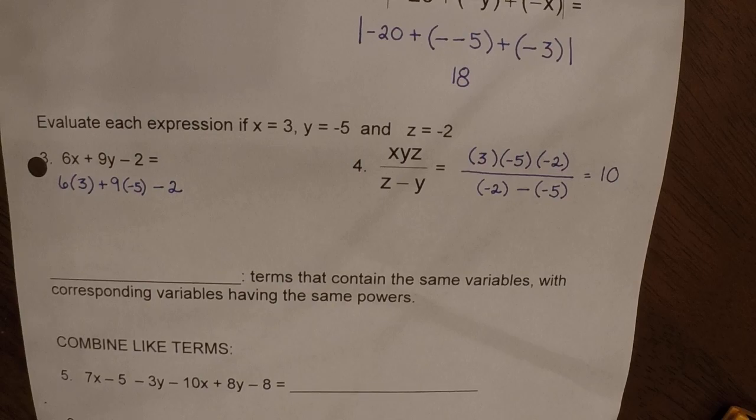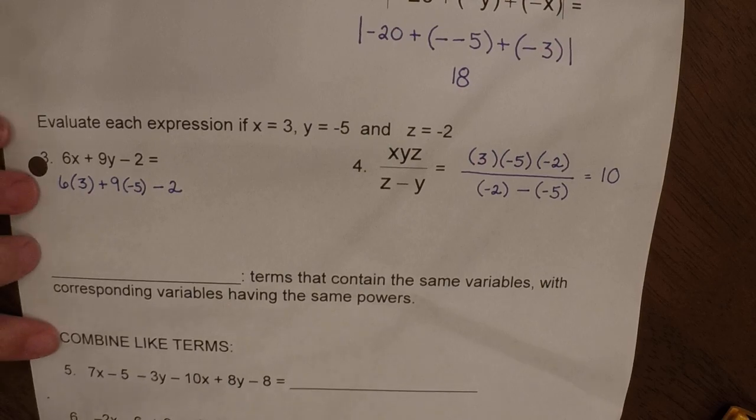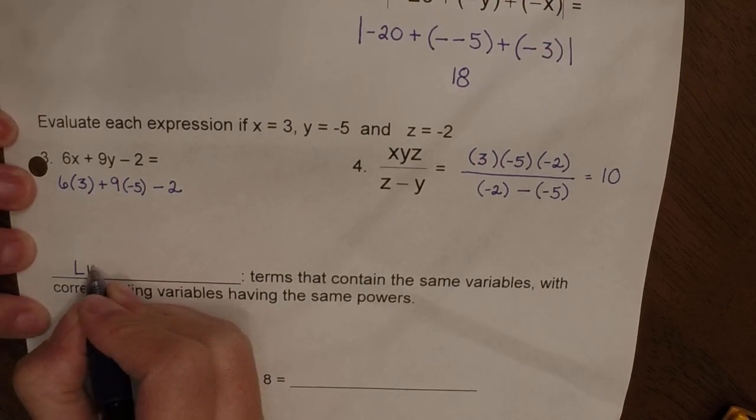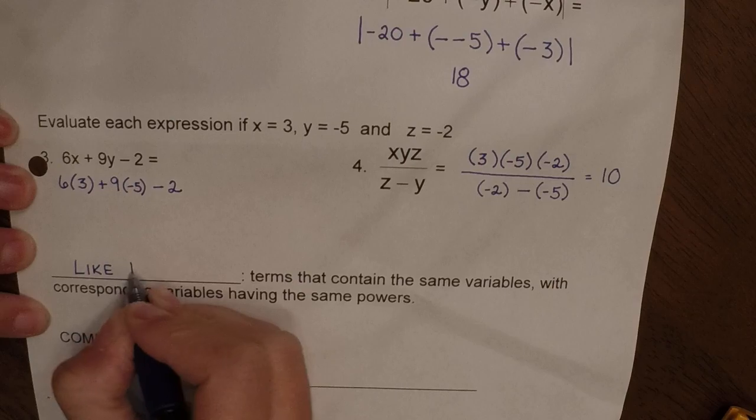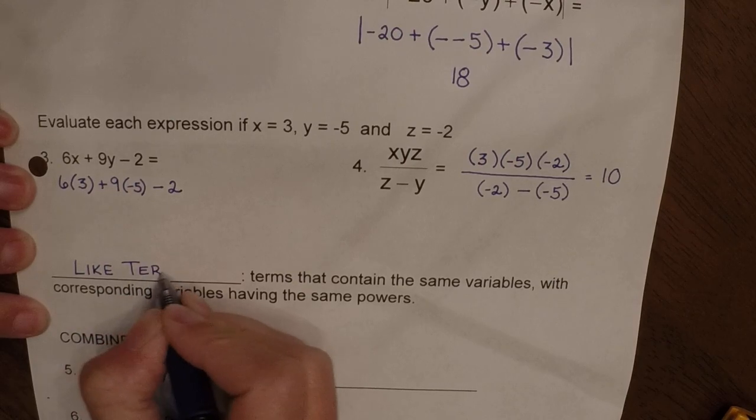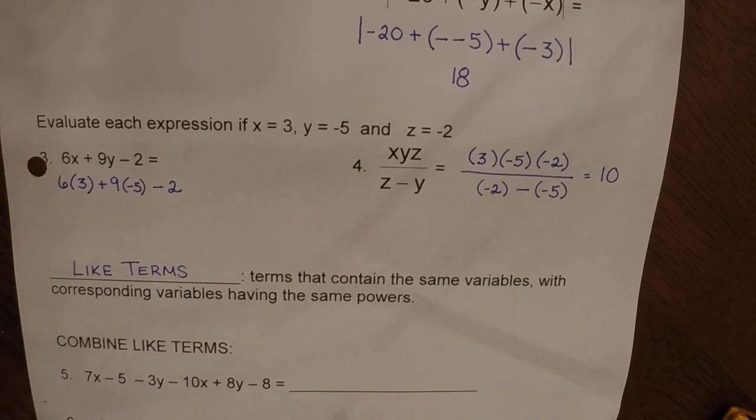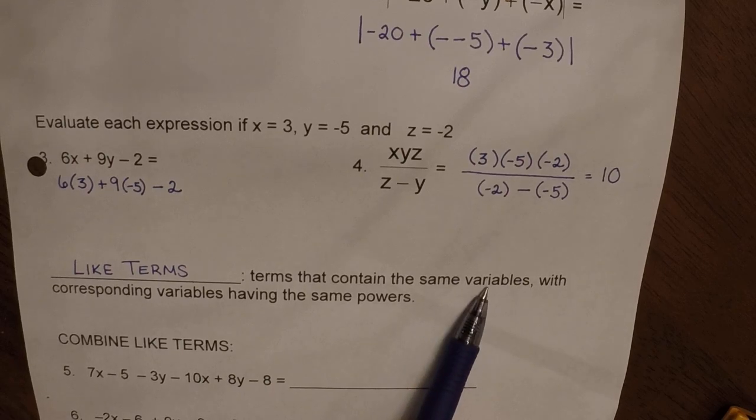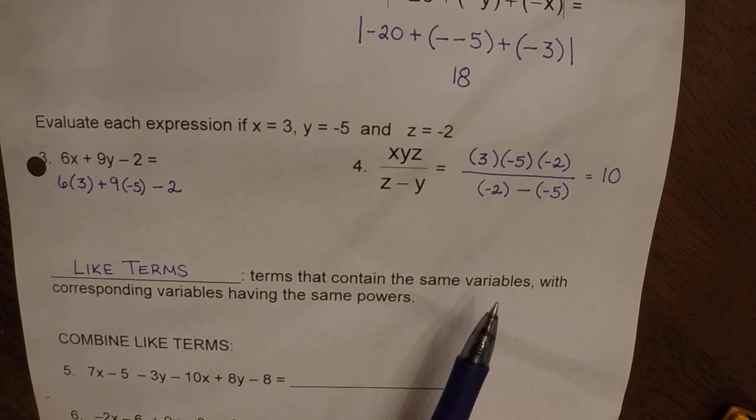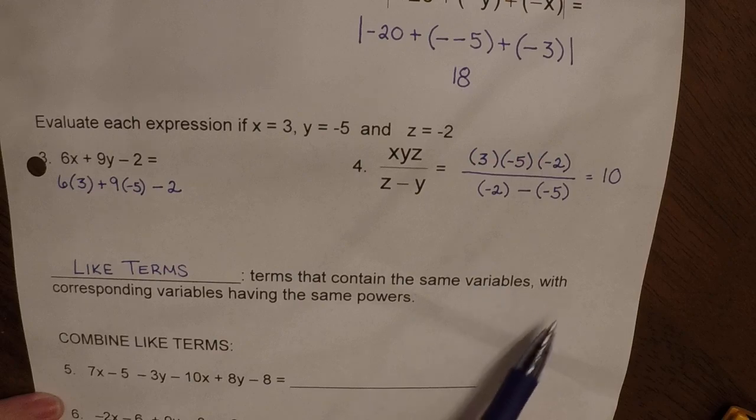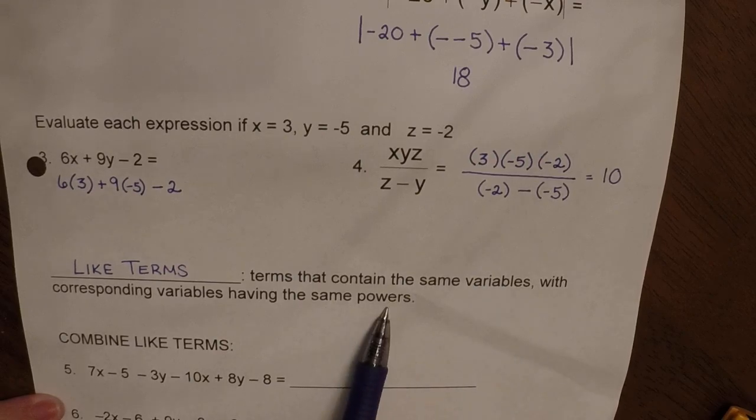Well, in order to combine like terms, you need to know what like terms are. So let's define what are like terms. Like terms are terms that contain the same variable. So they have x's or y's or z's, and they also have the same power.